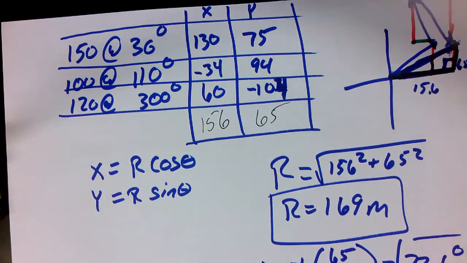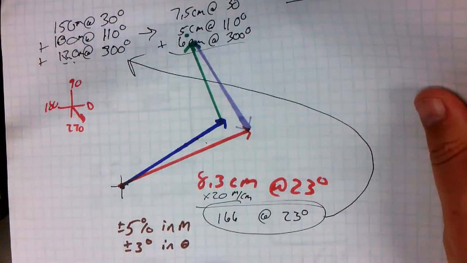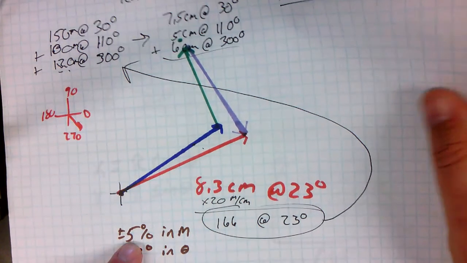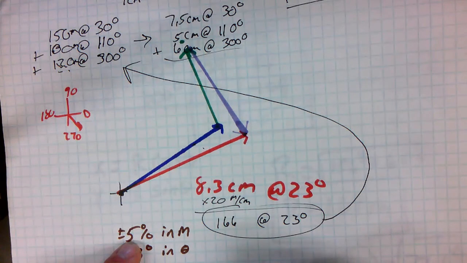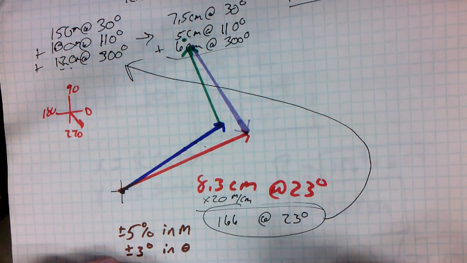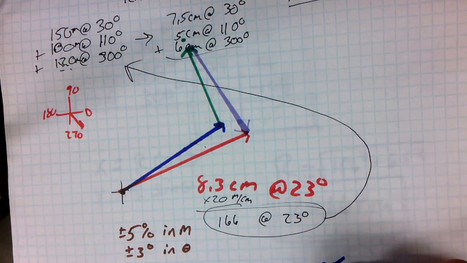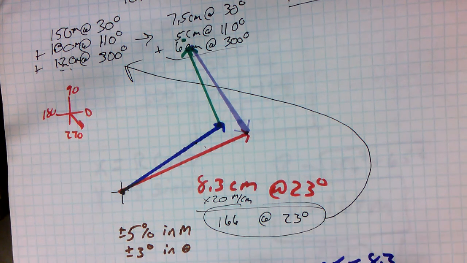And so that is the very precise value that represents our vector sums. And if we go back to our original graphical, we said 166 at 23, plus or minus 5%. So when I take 166 and multiply that by 0.05, 166 times 5%, that's 8.3. So 166 plus or minus 8.3, 169 falls in that range.